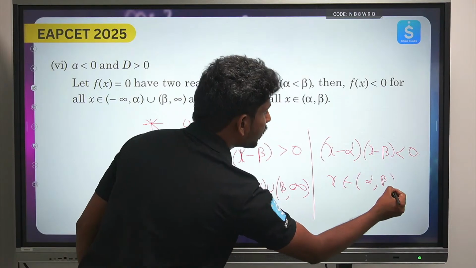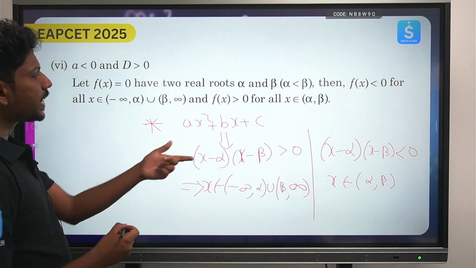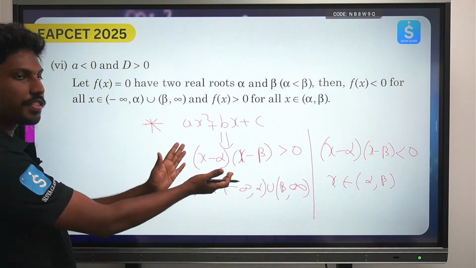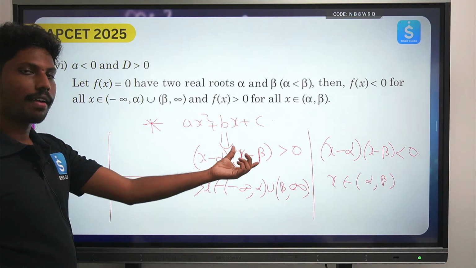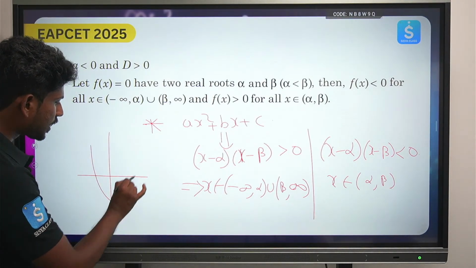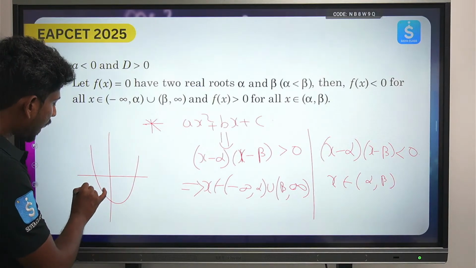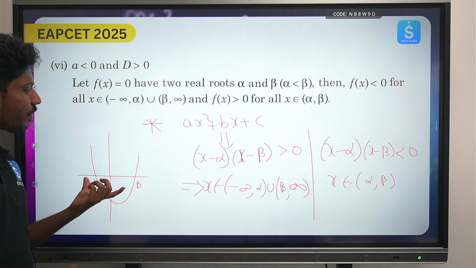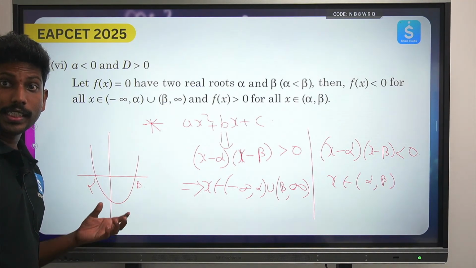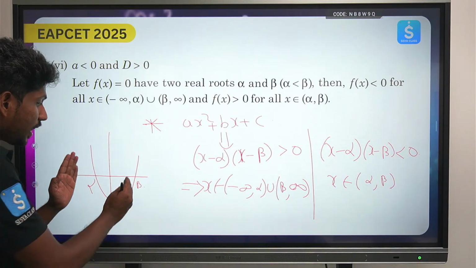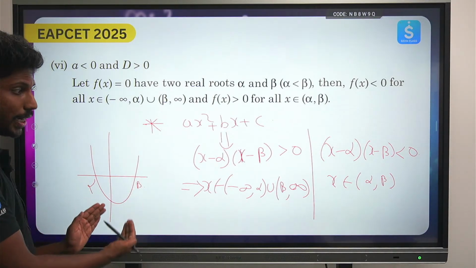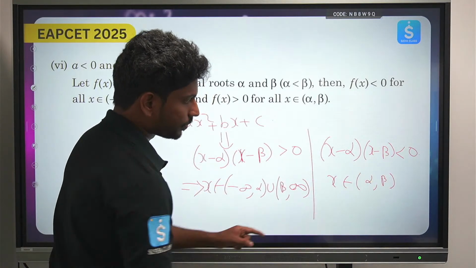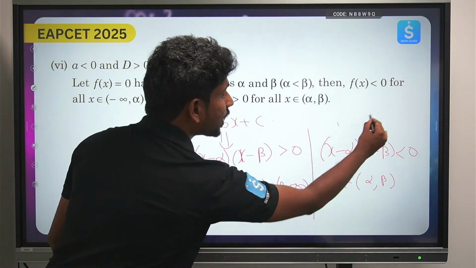Why am I writing it like this? Here you see, in this case, if you try to see, the coefficient of x square is 1 and it is having some roots also. So it is something like this. So here see, this is alpha, this is beta. So for what values between alpha and beta is this parabola negative? All the values that are inside, just between alpha and beta, those values are negative, okay. So that is the case, okay.